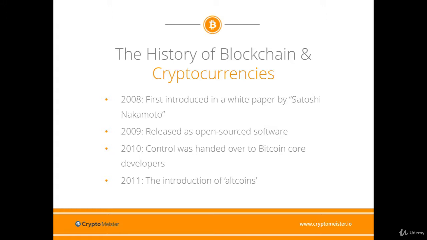In 2009, it was released as open source software. The blockchain technology innovation allowed Bitcoin to be considered as the first digital currency to solve the double spending problem. And double spending occurs when somebody can easily lie about receiving currency and then spend it twice with a very low chance of being caught. In 2010, Nakamoto, who had been working with other open source developers on Bitcoin, decided to step away from the project. Control was then handed over to trusted and prominent Bitcoin core developers.